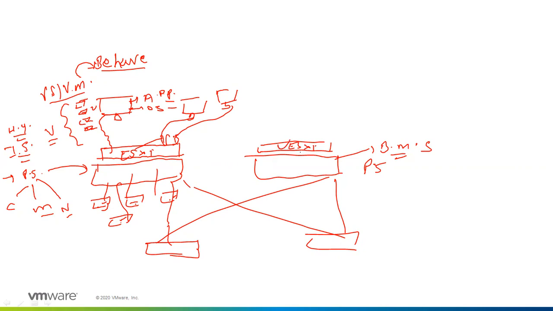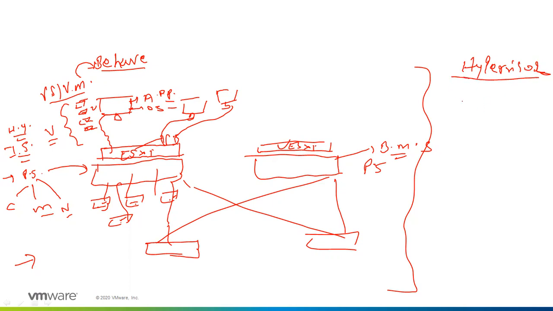Once we install this ESXi as a hypervisor, then we call this an ESXi host. So ESXi is a software. Absolutely. We are installing the ESXi software into the physical server. Right, absolutely right. So in common terms, ESXi is a hypervisor.